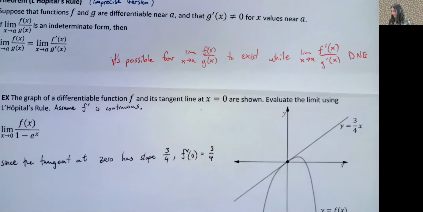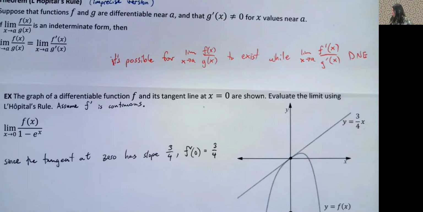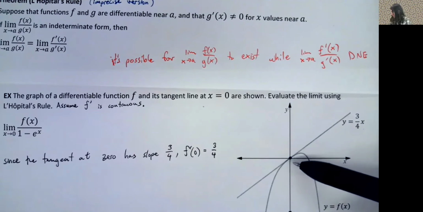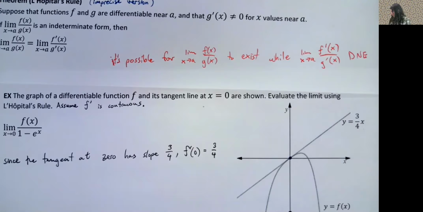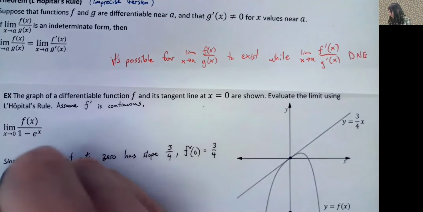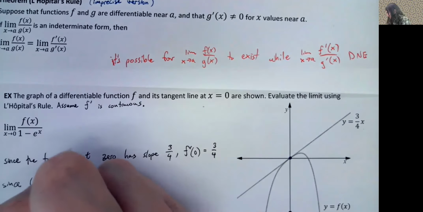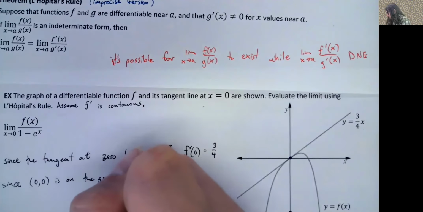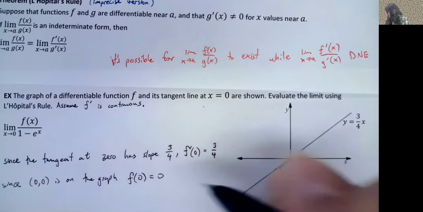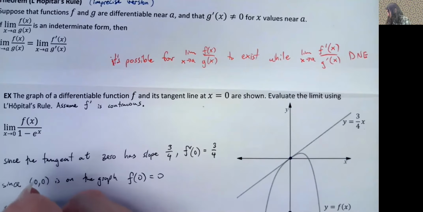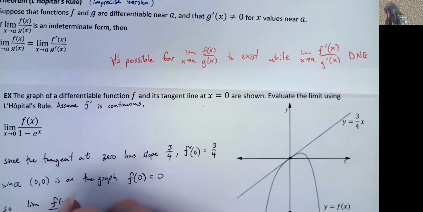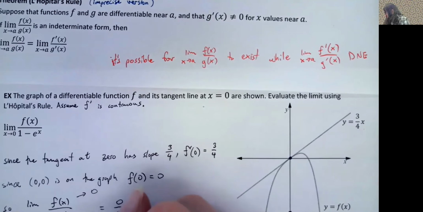So let's take a look at this limit right here, okay? Is it in an indeterminate form? Well, yes, actually, because we see that the graph right there is 0, 0, f of 0 is 0. F of 0 is equal to 0, right? So the limit as x approaches 0 of f of x over 1 minus e to the x, we get 0 over 0. This is an indeterminate form.